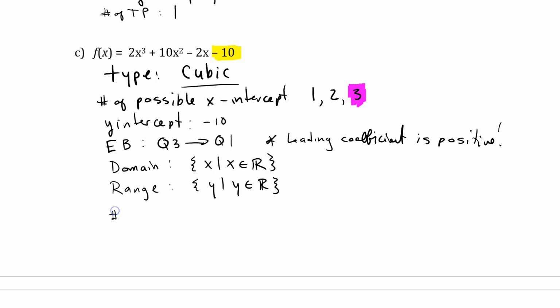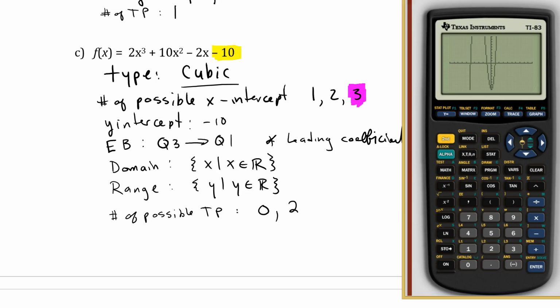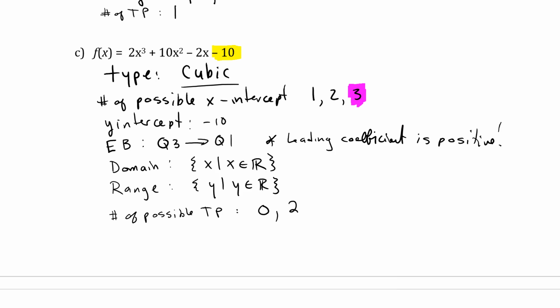And the number of possible turning points is going to be 0 or 2. Let's just look to see what's the case here. Now my gut is saying it's 2 because I know that it goes up here, but let's change the window settings just a little bit. So I'm going to make my y maximum right here because it kind of goes off the charts here. I'm going to make that 50 and we'll see. Look at that. Turning point here, turning point here. So the turning points for this specific one is going to be 2.